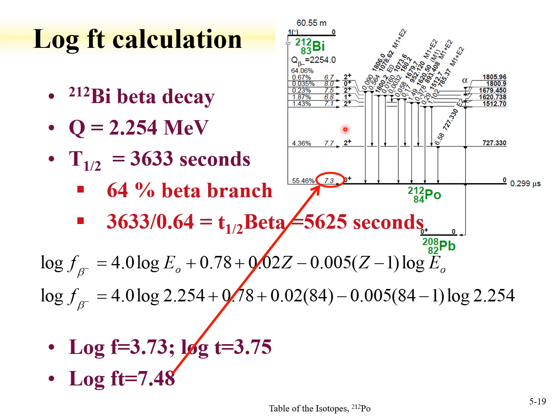So this bismuth-212 going from a 1 minus state to a 0 plus state has a log ft of 7.3 listed here. We calculated 7.5. That's a pretty good estimation. And we will see that this is a first forbidden type transition based upon the value. Regardless if the value is 7.48 or 7.3, they would both indicate first forbidden.